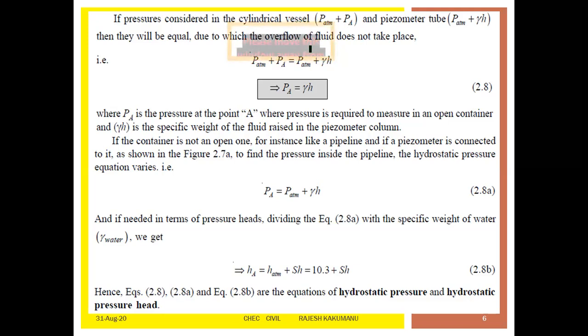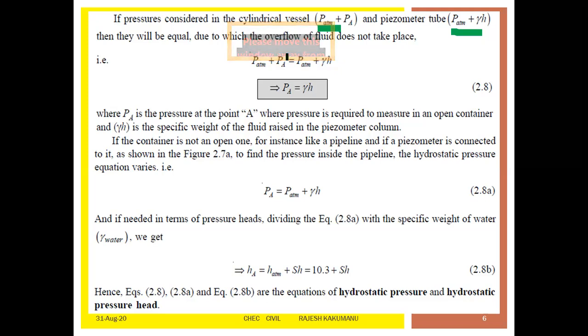gamma H ఉంటుంది, right? Now you can take any letter there, you can take alpha H or beta H or mu H. So piezometer tube లో ఏముంది, P atmosphere plus gamma H ఉంది, గ్లాస్ ట్యూబ్ లో ఏముంది, P atmosphere plus PA ఉంది, then they will be equal, రెండు ఈక్వల్ గా ఉంటుంది, due to which the overflow of the fluid does not take place.